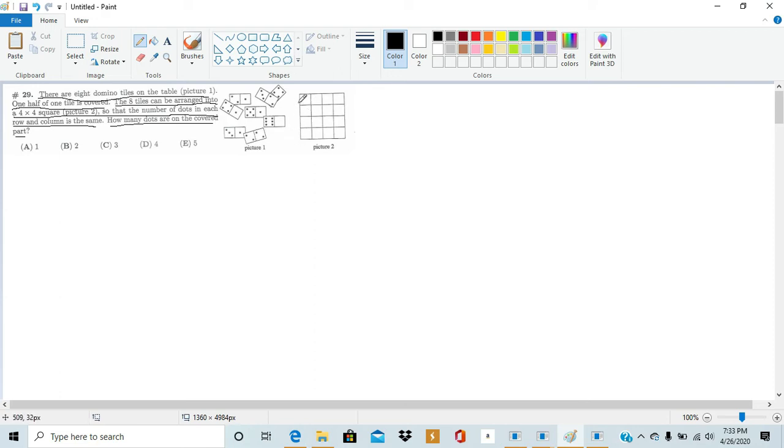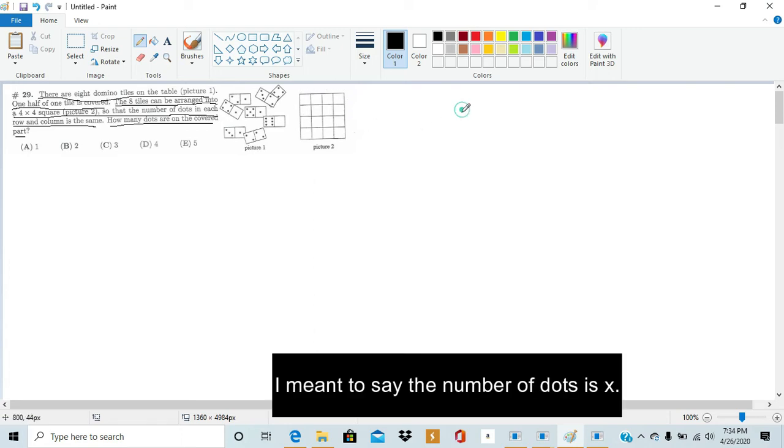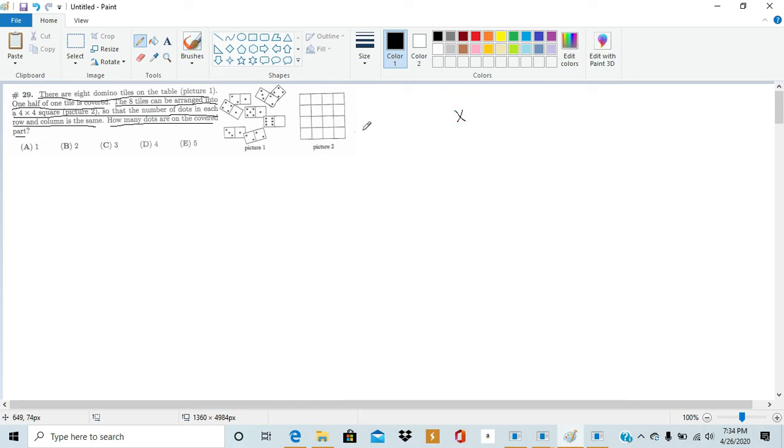Furthermore, if the sum has to be equal in each of these 4 different rows and 4 different columns, the total number of dots has to be able to be divided into 8 different groups. But wait, it doesn't have to be divided into 8 different groups, because remember, each of these squares is going to be counted twice. So let's say the sum of all the dominoes on this thing is x. Then we get that 2 times this value of x has to be divisible by 8.